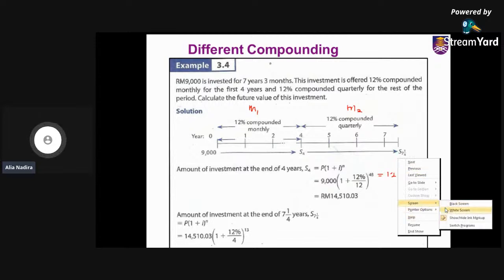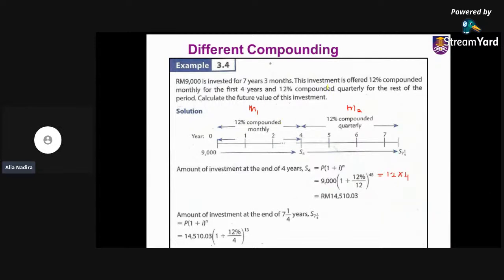Because in the question it states 12% compounded monthly for the first 4 years. So for the first 4 years we will use that 12%. When you calculate, you get this amount in your account. So the amount in your account has become this. You have another balance here because the total number of years is 7 years and 3 months.